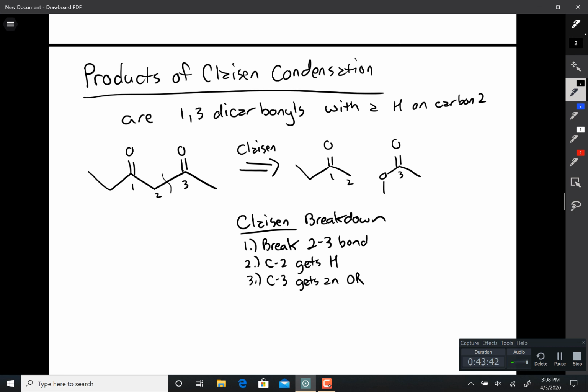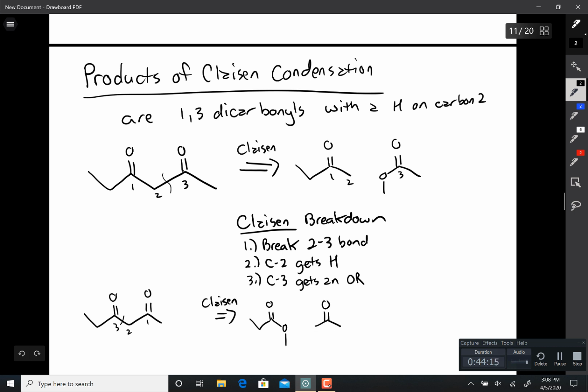Okay. Now, keep in mind, with the Claisen condensation, you have 2 carbonyls. That means you have 2 different ways you can break down any Claisen. Now on exams, you only have to show one way of doing it. But keep in mind that both ways are theoretically possible. You just have to number the carbonyls the opposite way.